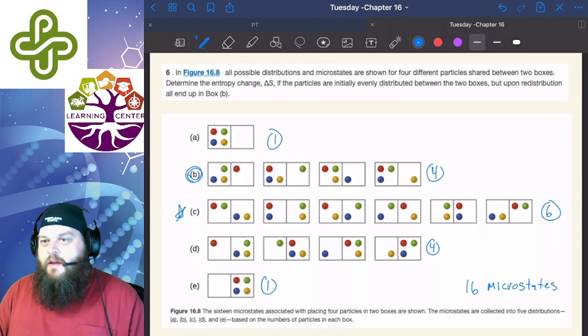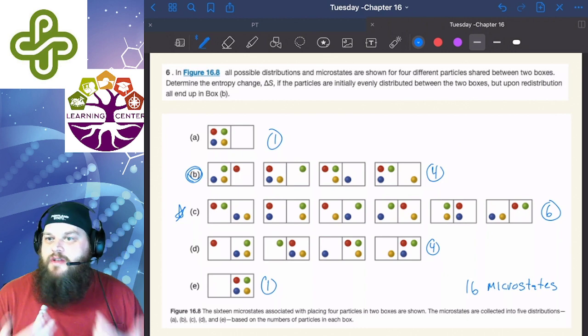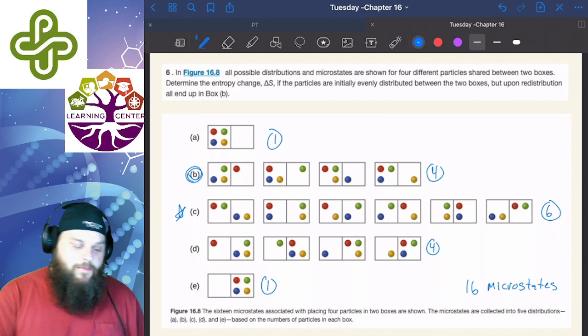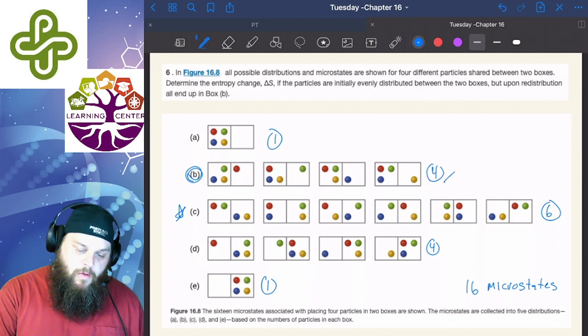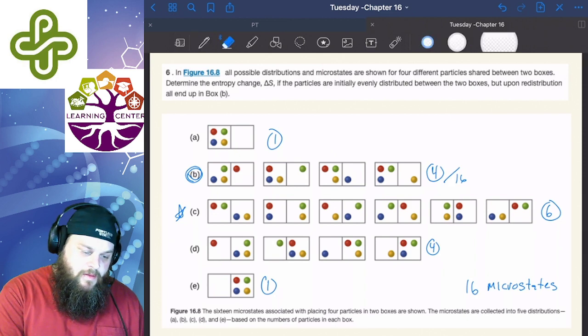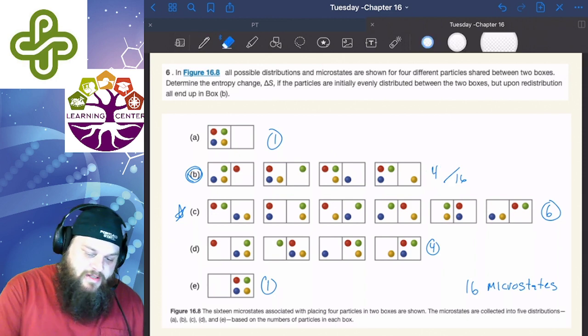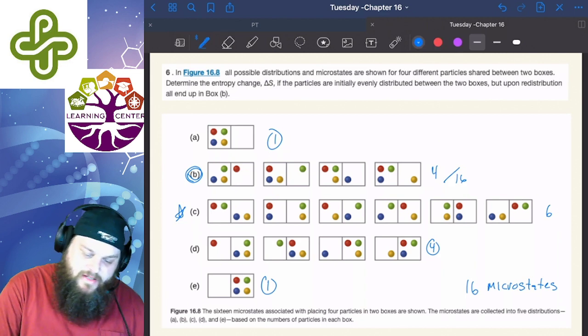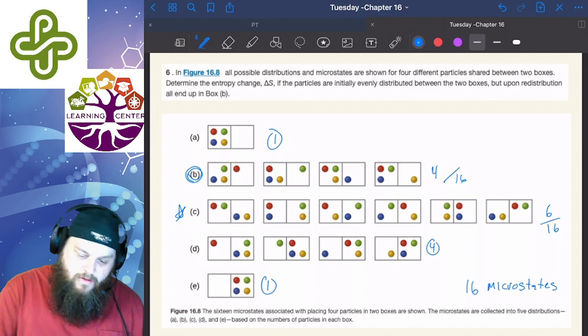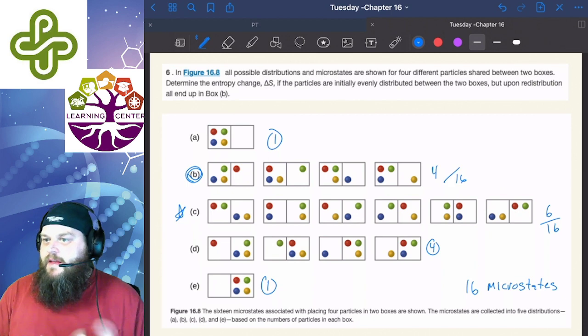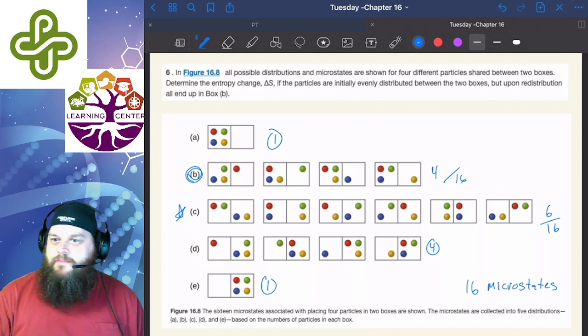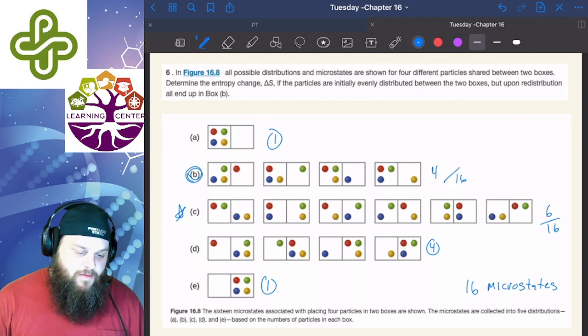So when we are talking about the change in entropy, if things are allocated in, say, part B, it would have 4 out of that 16. For part C, where we started out, it would be 6 out of 16, that type of ratio. Now we can determine basically that's the number of microstates divided by the total microstates involved there.